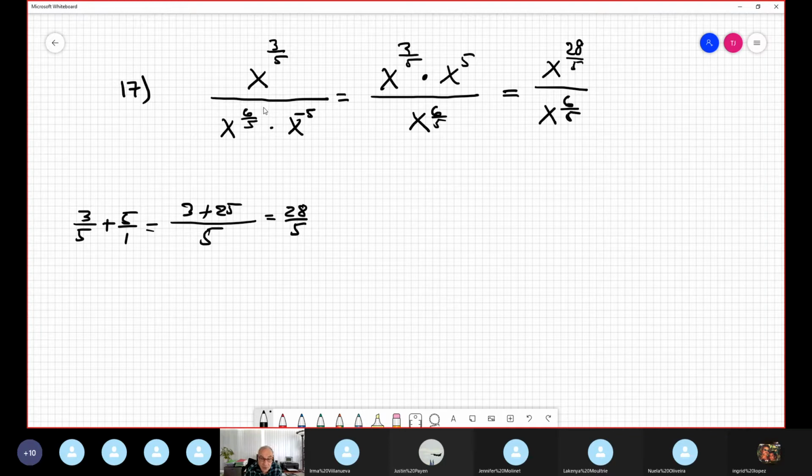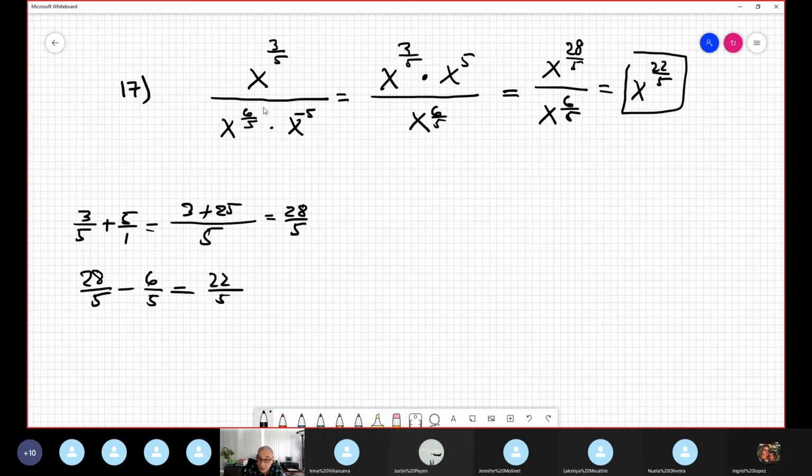Now subtraction. But in this case it's super easy because 28 over 5 minus 6 over 5 is 22 over 5. Okay, so x to the 22 over 5. 22 over 5 is option B. Positive is the option B. Now, is it okay?